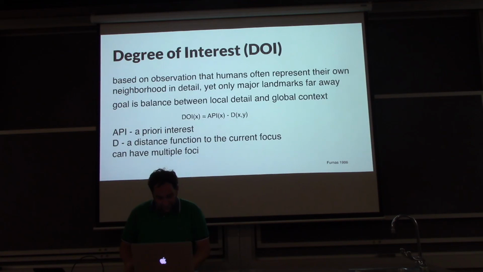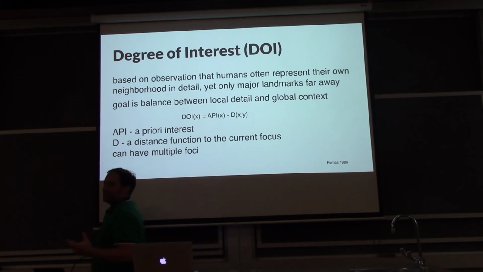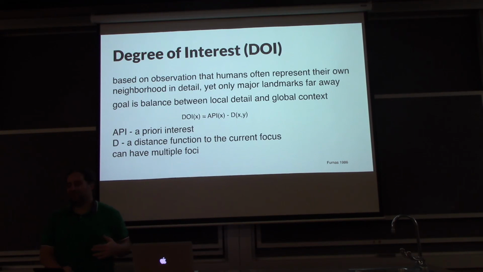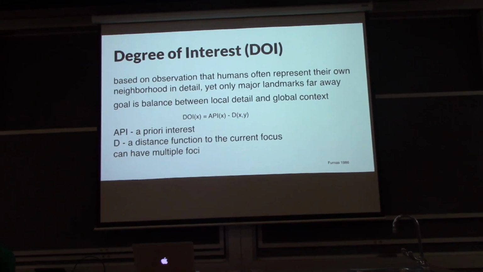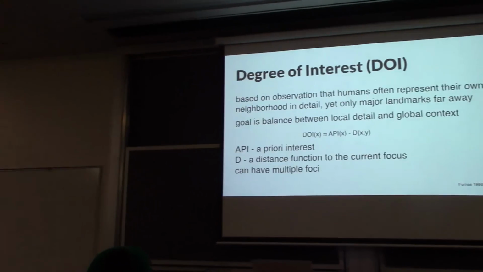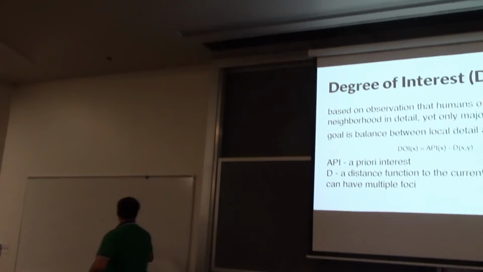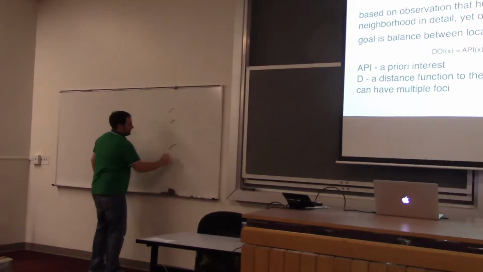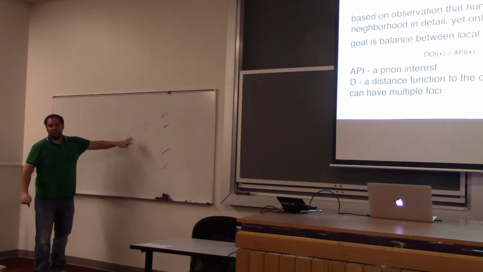Let me see whether I have a graph. And then we also have a distance function. And this is where interaction comes in. So let's say I have a tree like this, and because of my a priori interest, I may not actually show these 4 nodes here. So this is the overview that I see first.